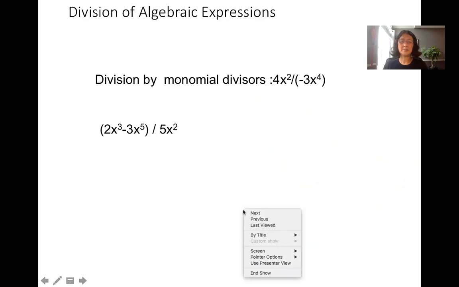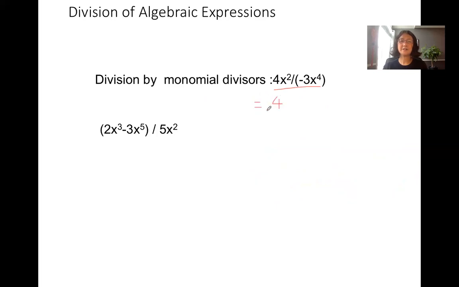So we talked about the multiplication. Now let's go to the division. So division by monomials divisor. So if you want to do this division, numerical coefficient divided by numerical coefficient. Literal coefficient divided by literal coefficient. And then you simplify this. It is just negative 4 over 3, negative. I already consider negative, so there is no negative here.